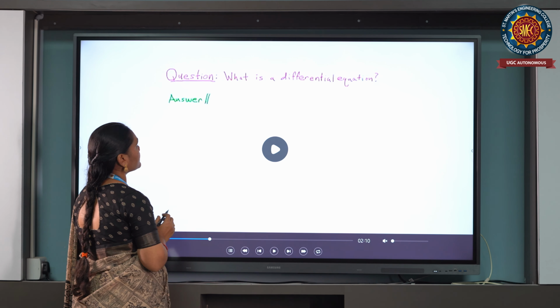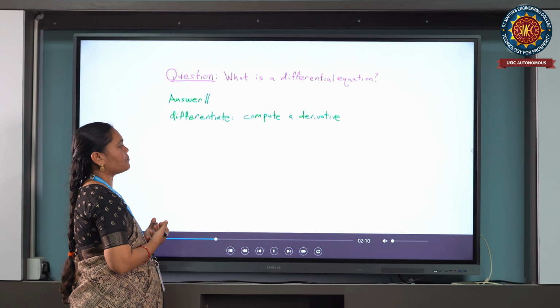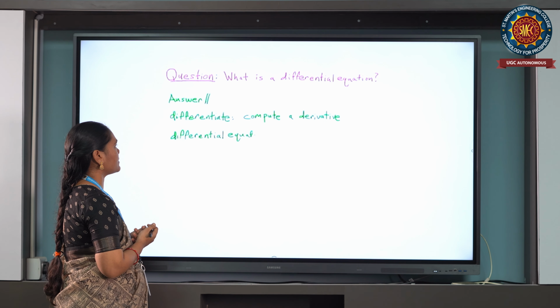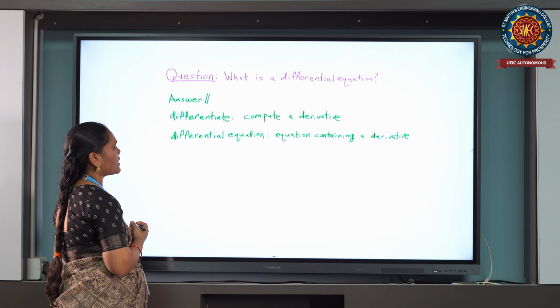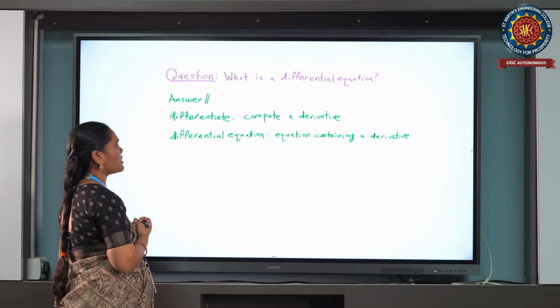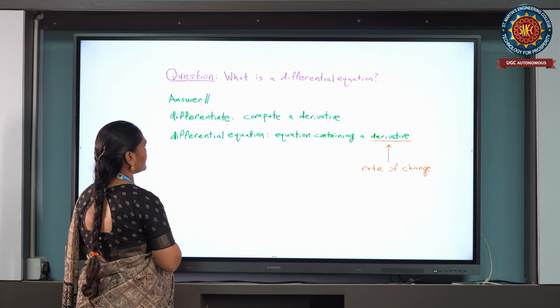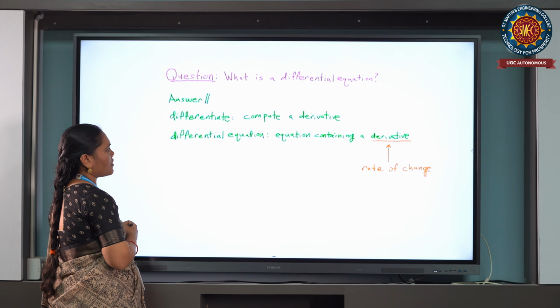Next, let us discuss what a differential equation is. We already know the definition very well. A differential equation involves the derivatives of one or more dependent variables with respect to one or more independent variables. Here, derivative means a rate of change. We have some examples.